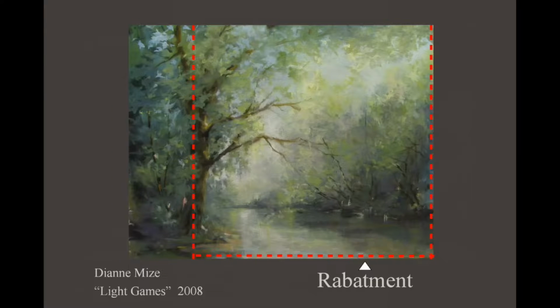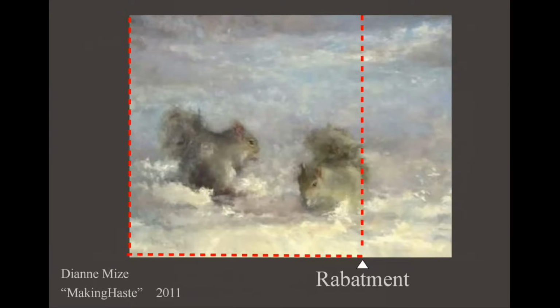Here's another one of mine where I've used the vertical of the tree on the rabatment. So then we see the river, and the large expanse of the painting is in the square, and then the smaller foliage area is in the small rectangle. And one more use from my work, the major activity or the major characters in the square, and then just extended space in the rectangle.